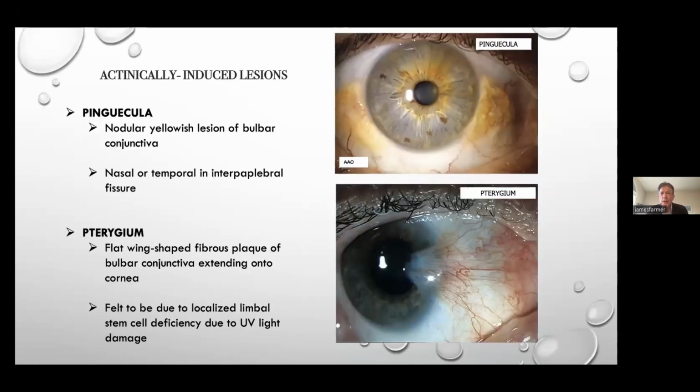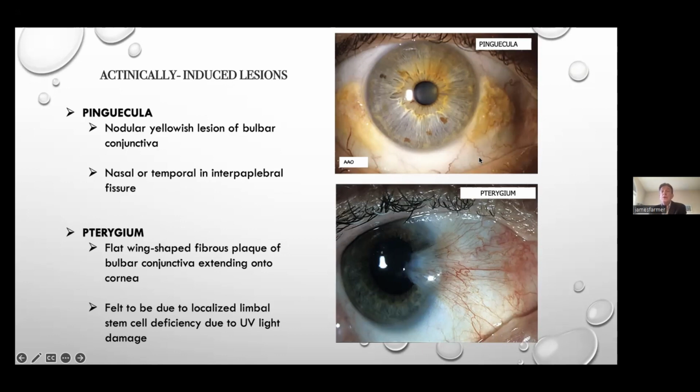So a pterygium goes along with its partner pinguecula as actinically induced lesions. A pinguecula is a nodular yellowish lesion on the bulbar conjunctiva in the nasal or temporal, medial or lateral, interpalpebral fissure conjunctiva. The difference between a pinguecula and a pterygium is the pinguecula does not extend onto the corneal surface, where a pterygium does. It's a fibrous plaque that extends onto the bulbar conjunctiva.